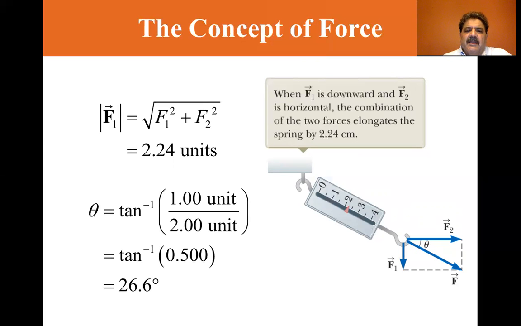And we can even determine the angle with which the overall system would slant. You take the arc tangent of the 1 unit divided by the 2 units, you get the arc tangent of 0.5, and you end up with 26.6 degrees. And with that ends our introductory discussion into the concept of force. And next we'll discuss Newton's first law and inertial frames.